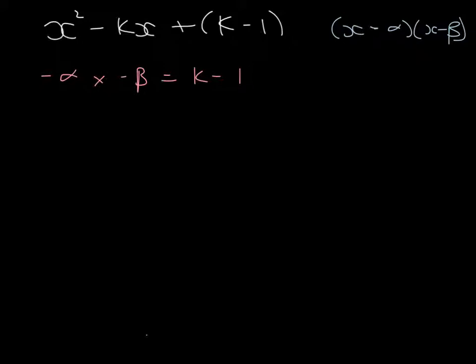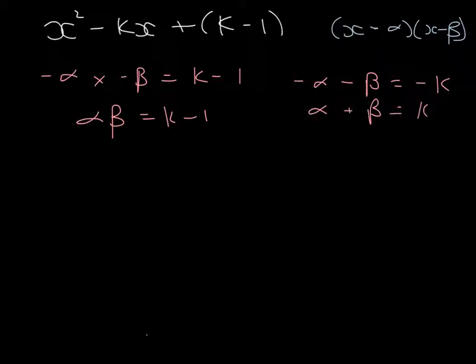Minus alpha times minus beta, two negatives make a positive, so we're just finding out that alpha beta is k minus 1. If you look at the middle term, we know that if we have these two roots, their sum, so if we add them together, gives us this middle coefficient. So minus alpha plus minus beta equals minus k. Or, if I multiply everything by minus 1, alpha plus beta must give me an answer of k.